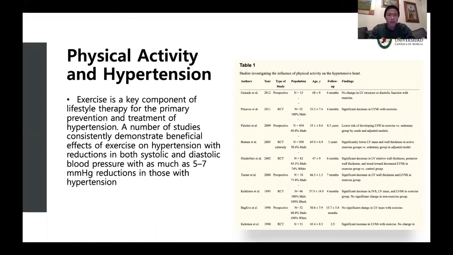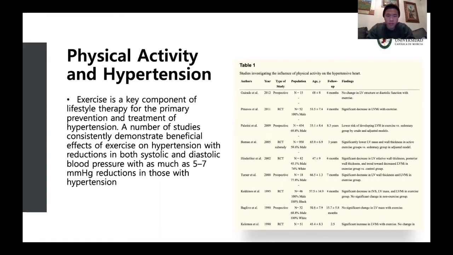Actually, exercise is a key component of lifestyle therapy for the primary prevention of hypertension. It is based on your habits or your lifestyle, and this is the first treatment for your hypertension. Many studies consistently demonstrate the beneficial effects of exercise on hypertension, with reductions in both your systolic and diastolic pressures, as much as 5 to 7 mmHg in those with hypertension.